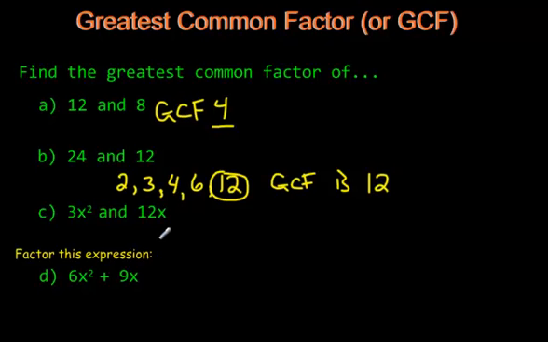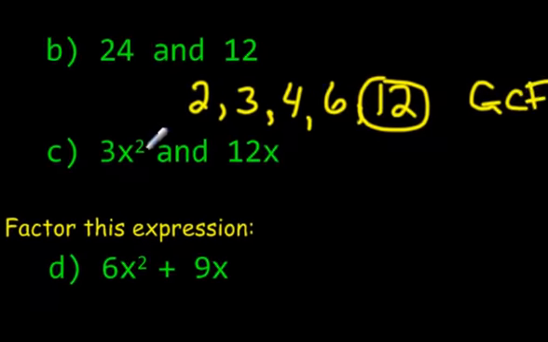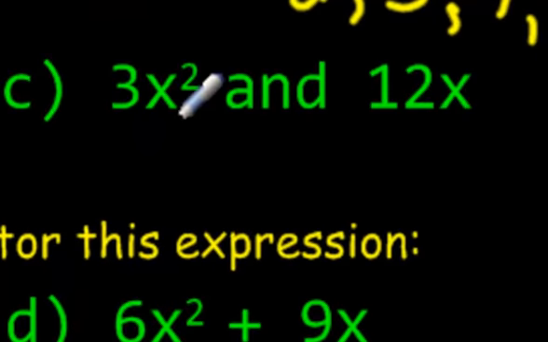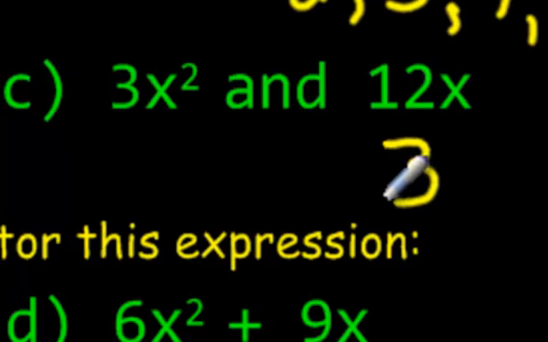Now sometimes you get questions that have variables in there, like an x squared, and there's an x over here. So here's what you do. You start by looking at the 3 and the 12, and you say, what's the biggest number that can divide 3 and 12? Well, the answer is 3. And then you look at the x squared and the x there, and you can think of it this way.